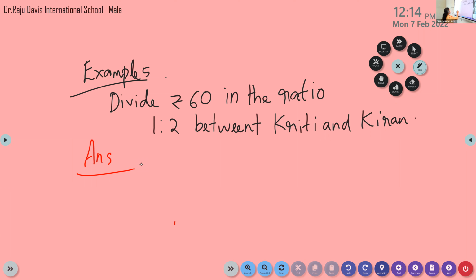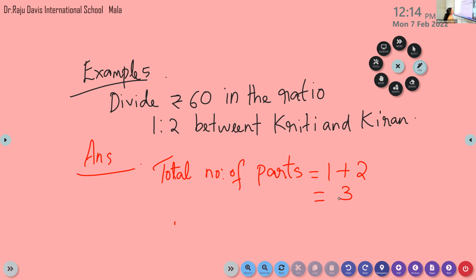Total number of parts. One part for Kriti and 2 parts for Kiran. So total number of parts is 3.